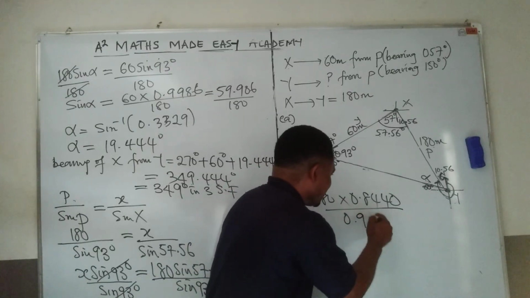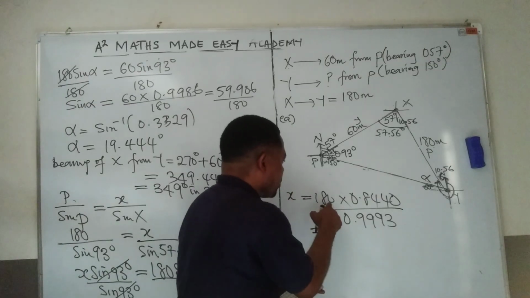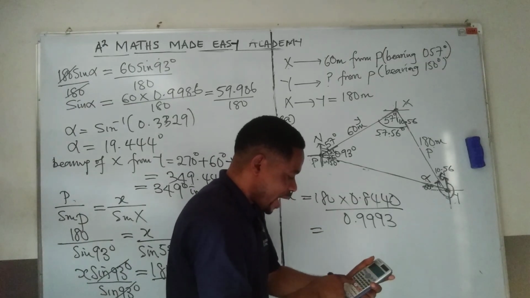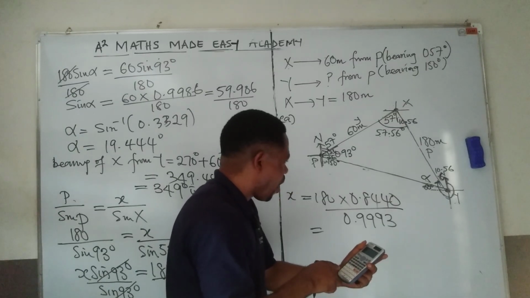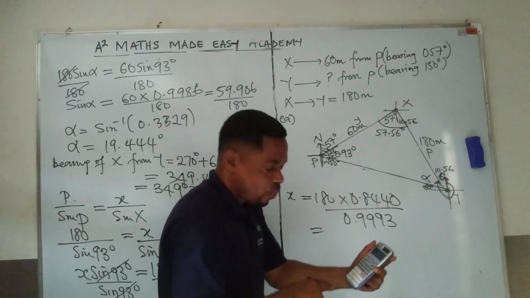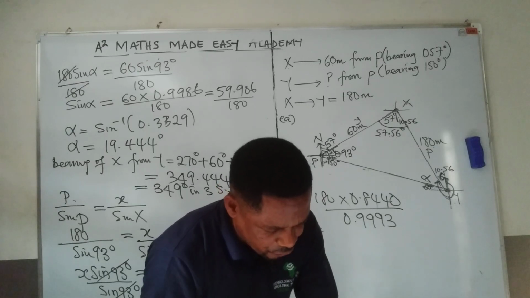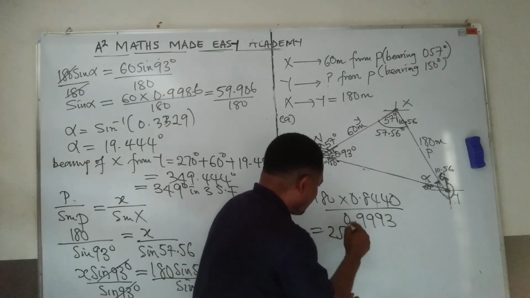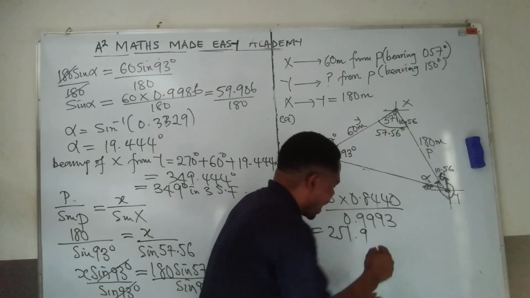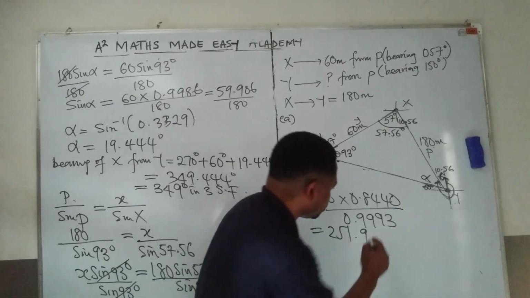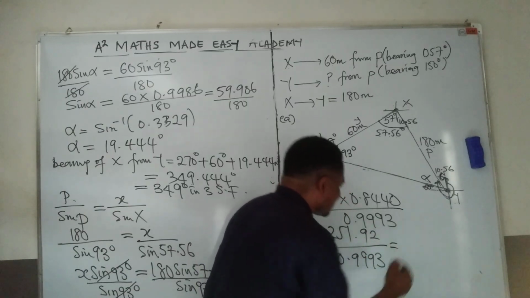It is 0.9993. Finally, are you watching me now? I'll first of all multiply this with this, which is 180 times 0.8440, and put equal to. What is the answer? I want you to observe. Now the answer is 251.92, divided by 0.9993. Now the answer is obvious.